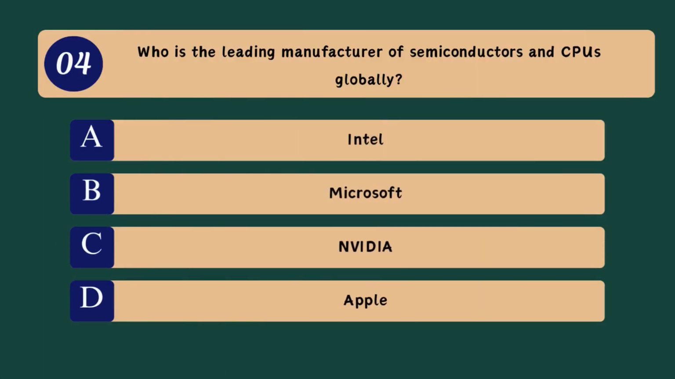Question 4. Who is the leading manufacturer of semiconductors and CPUs globally? A. Intel. B. Microsoft. C. NVIDIA. D. Apple. Correct answer. A. Intel.